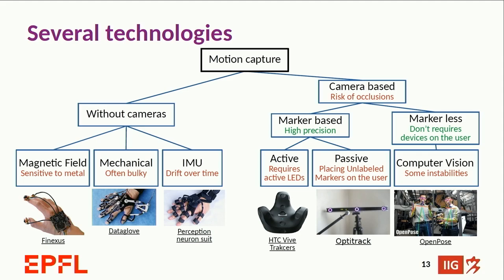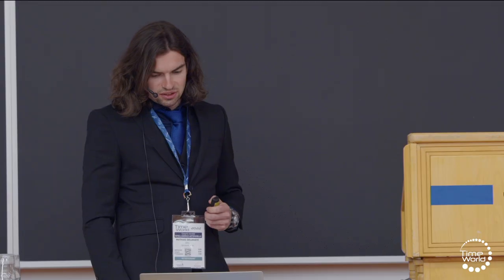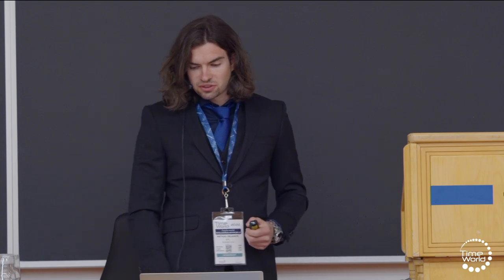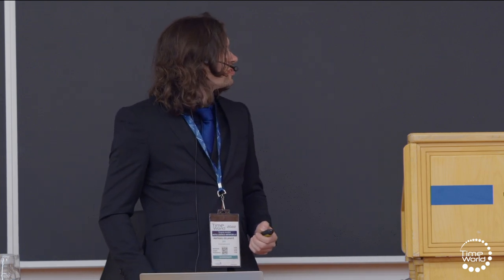On the other hand, we have camera-based solution, so we can either equip users with markers, which is the case for active and passive tracking. In the active case, we only have LEDs that are used as markers, which give additional information. And on the passive one, it's just like a reflective sphere, for instance. On the computer vision side, it's just using, for instance, an RGB camera to recover some features, so for instance, a point in 3D space.